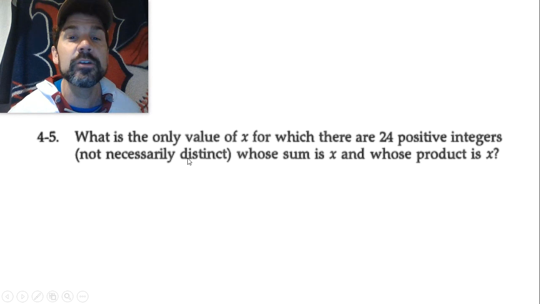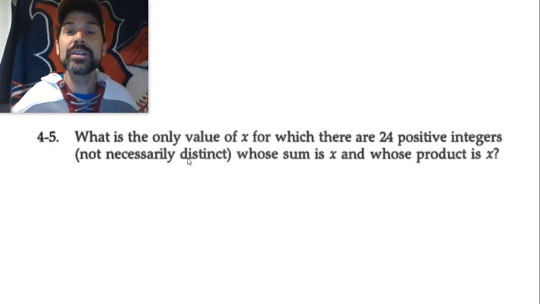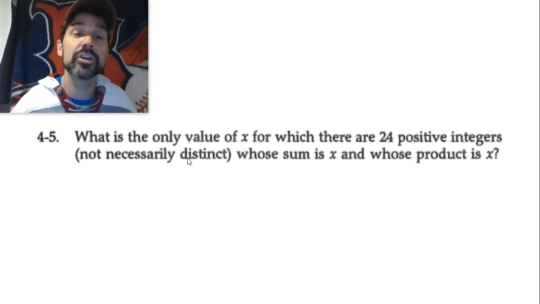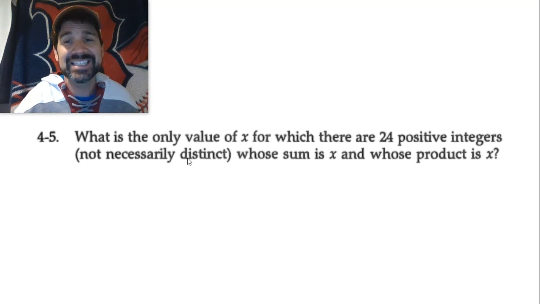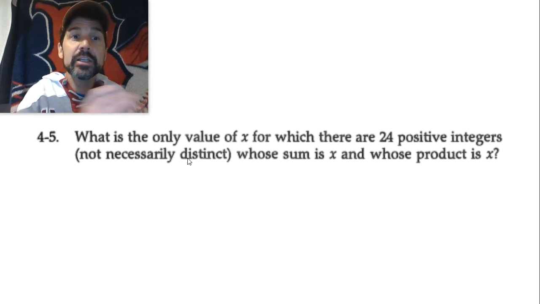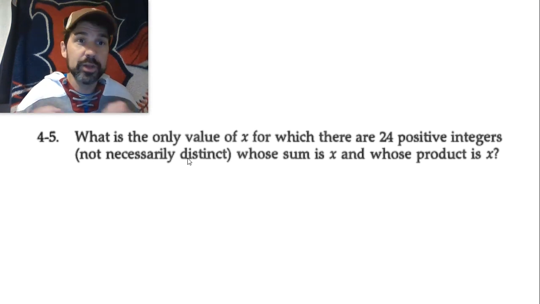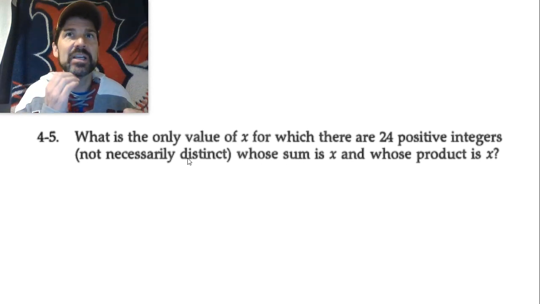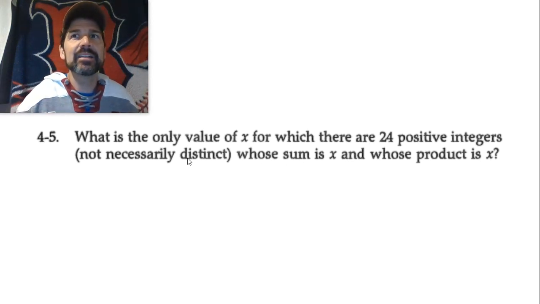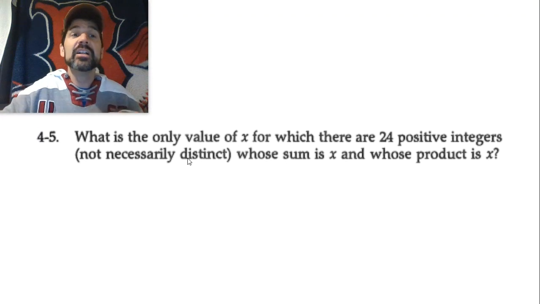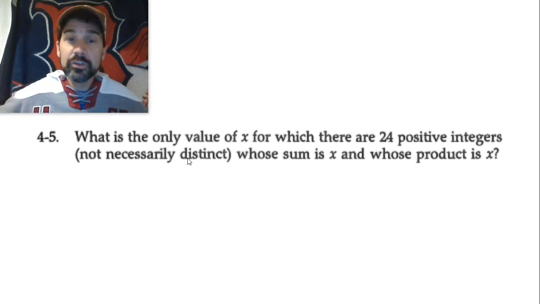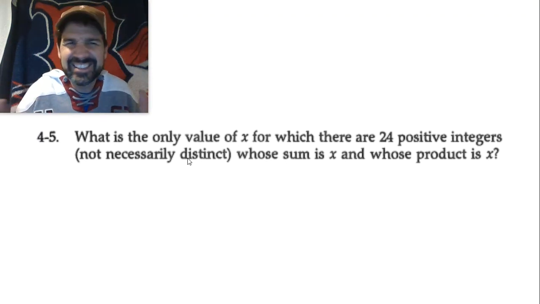What is the only value of x for which there are 24 positive integers, not necessarily distinct, whose sum is x and whose product is x? Remember, sum is when you add them all up. Product is when you multiply them. Now, we've got to watch out because when you multiply positive integers above 1, they get big really, really fast. But when you add things, they don't get big quite as fast.